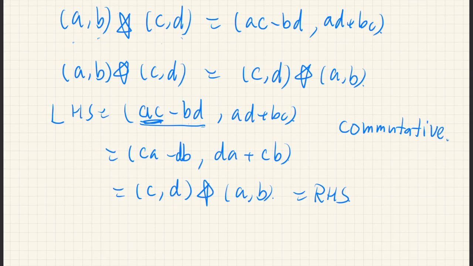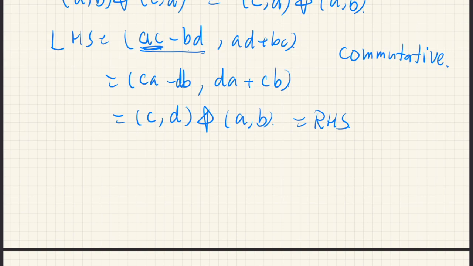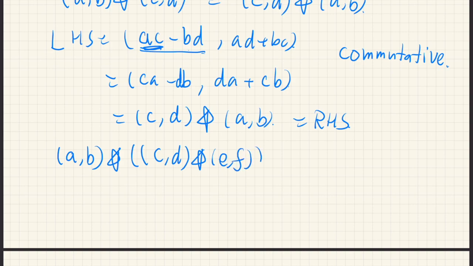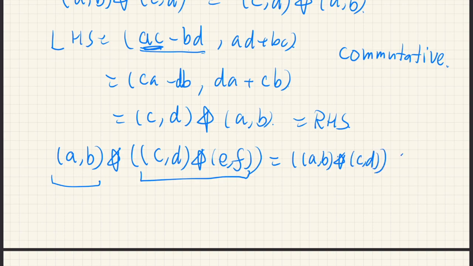And next, again, we see that this multiplication is associative, just like addition. Okay, so that means (A,B) times (C,D) times (E,F). So we first multiply these two elements, then multiply (A,B). This is equal to, we first multiply (A,B) and (C,D), then multiply (E,F). So we have the same result either way.